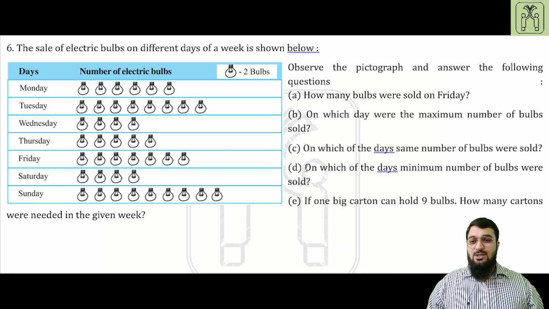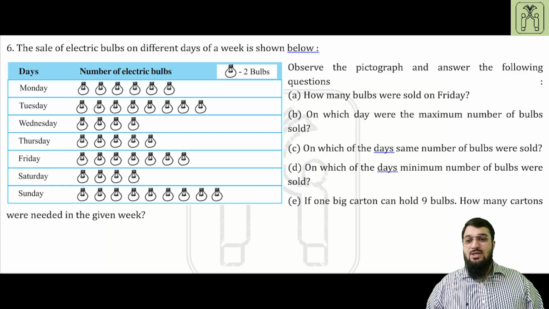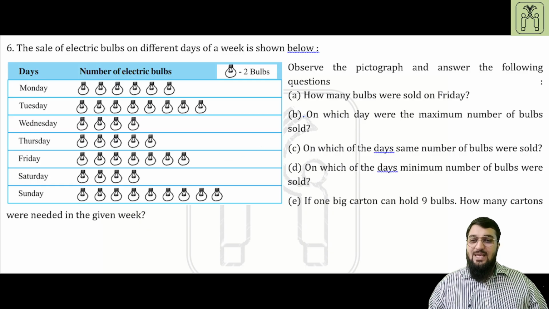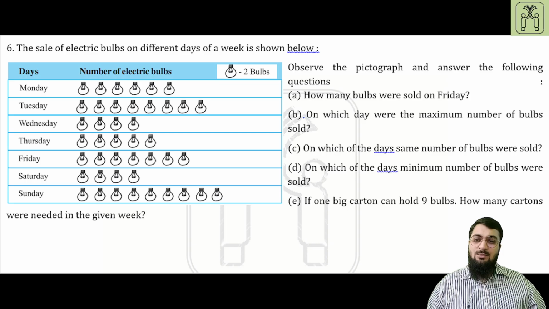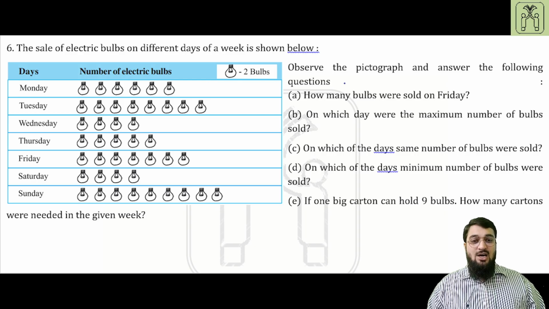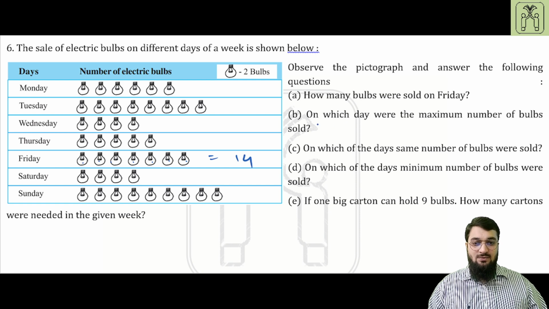Question number 6 says the sale of electric bulbs on different days of a week is shown below. Each symbol represents two bulbs. How many bulbs are sold on Friday? First of all, on Friday it will be 1, 2, 3, 4, 5, 6, 7. So 7 twos are 14. That is the answer for part A.